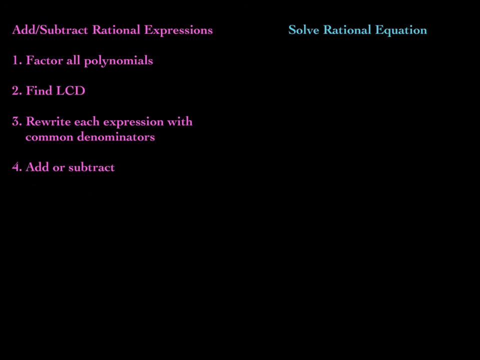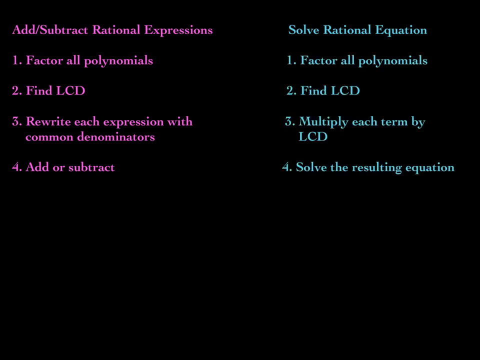Now let's look at the process for solving a rational equation. All right, to solve a rational equation, you factor all polynomials. Notice that first step is the same. Factor, factor, factor, especially the denominators, okay? Find the LCD. That's the same second step as well. Find the LCD. Now here is where the process changes.